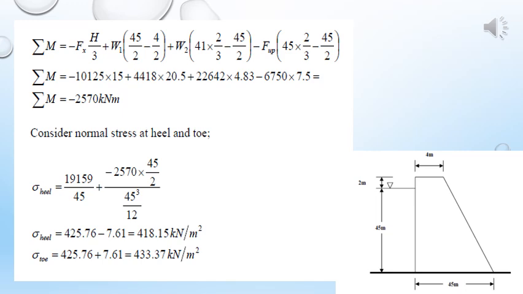Now find the resisting moment and disturbing moment. Then find the summation of M, the same thing, and divide by the summation of V. That will give X bar from the toe, and E is equal to B by 2 minus X bar. Then E comes out, and put this value in PV equals summation of V upon B times 1 plus or minus 6E by B. Then again it comes to the same result. So you can check, the answer will be the same.